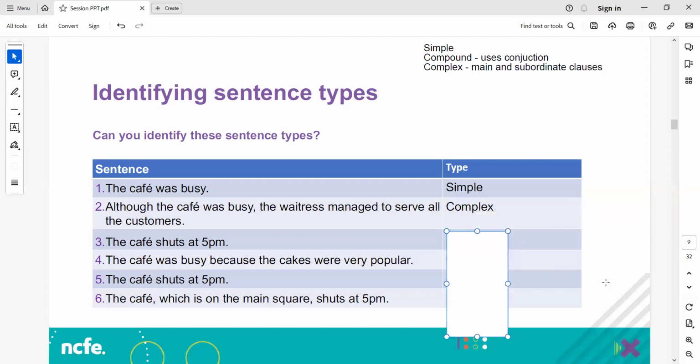The cafe shuts at 5 p.m. Simple, compound, or complex?